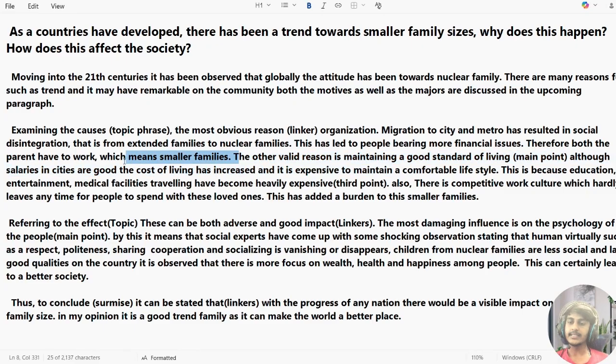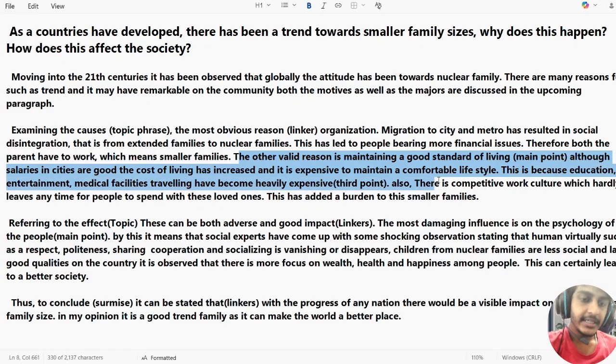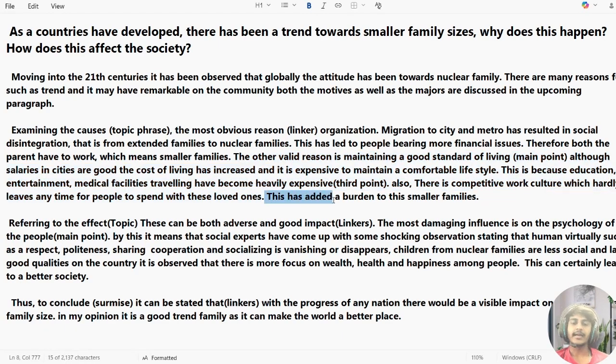Although salaries in cities are good, the cost of living has increased and it is expensive to maintain a comfortable lifestyle. This is because education, entertainment, medical facilities, and traveling have become heavily expensive. It is our third point. Also, there is a competitive work culture which hardly leaves any time for people to spend with their loved ones. This has added a burden to the smaller families.